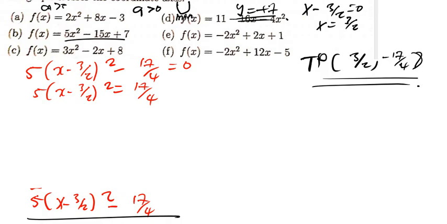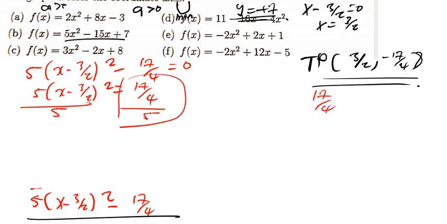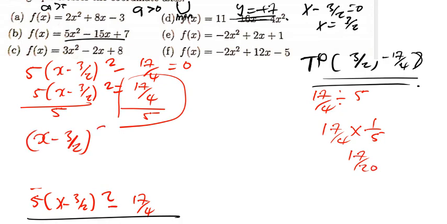Then when I reach this point, I need to divide it by 5 everywhere, even here 5. So meaning what I have here is the same as 17 over 4 divided by 5, which is 17 over 4 times 1 over 5, which is 17 over 20. So now I have got x minus 3 over 2 raised to the power 2 is equal to 17 over 20, like that.